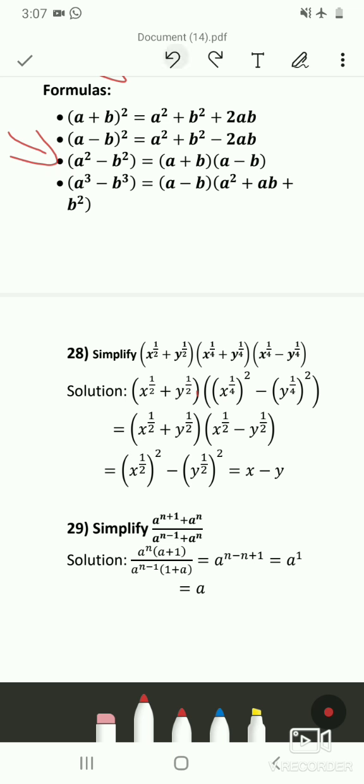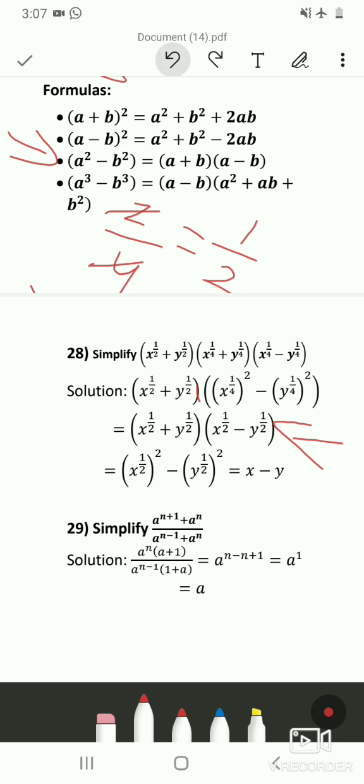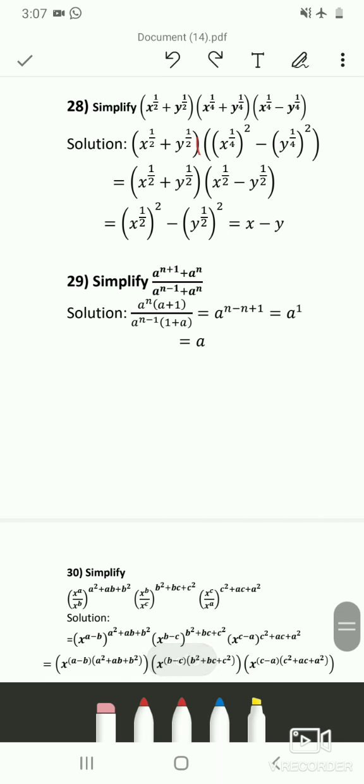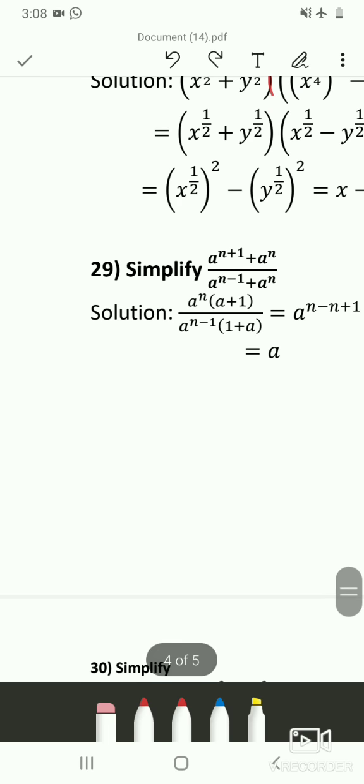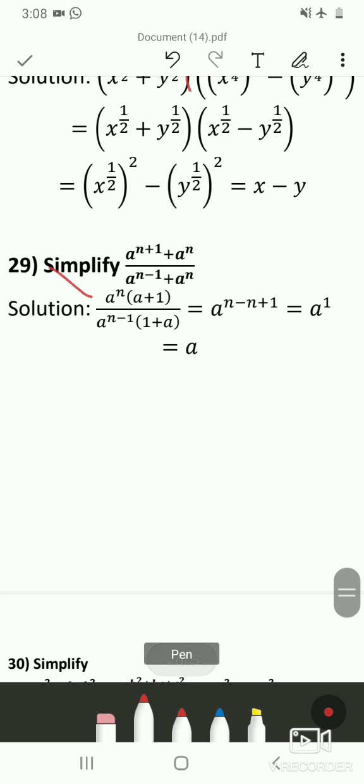So now let's move to the next problem. Simplify (a raised to n plus 1 plus a raised to n) upon (a raised to n minus 1 plus a raised to n). This is the general formula like we solved the previous problems. Instead of numbers there is an alphabet. You can see here in the first step a raised to n is common.